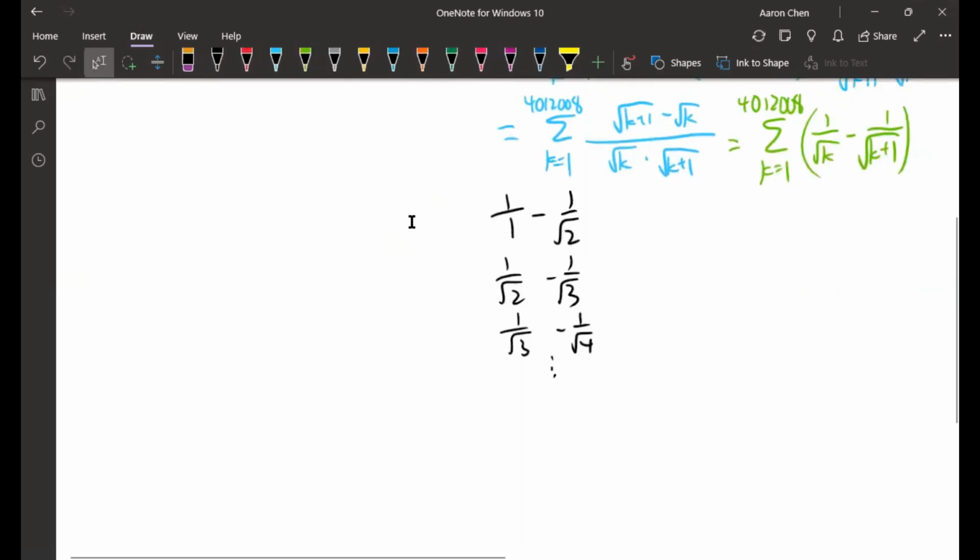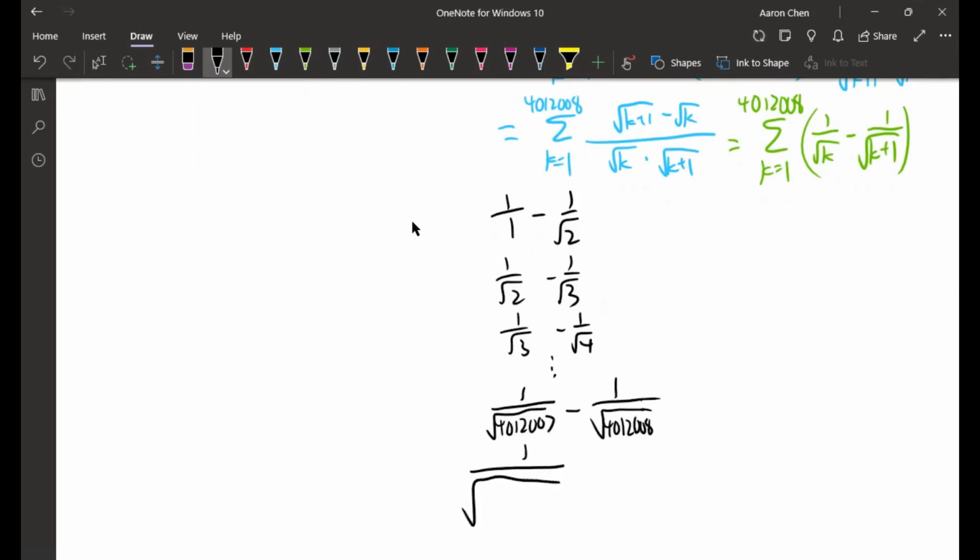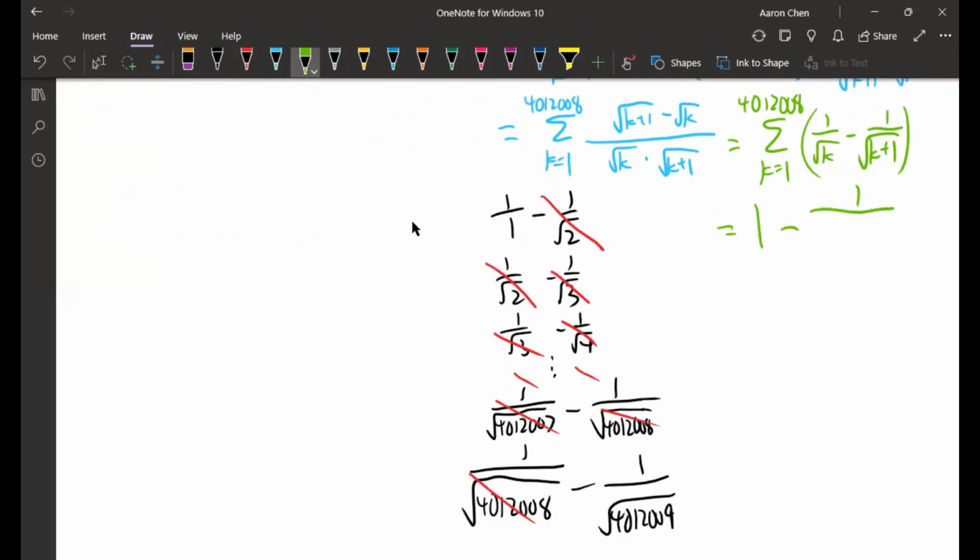And near the end, it goes 1 over root 4,012,007 minus 1 over root 4,012,008, plus 1 over root 4,012,008 minus 1 over root 4,012,009. And so the terms you can cancel are these. After you cancel out the first few terms, I think the pattern's obvious enough that these are the terms that are left. So what you have left is simply 1 minus 1 over the square root of 4,012,009.